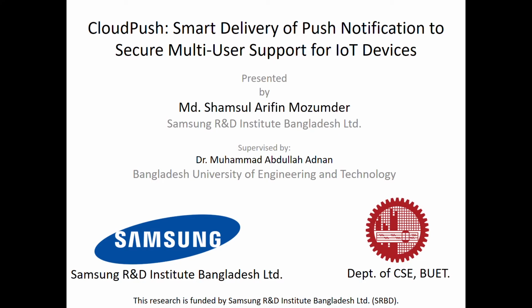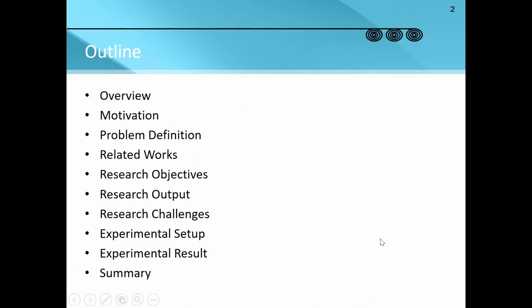This is the outline of my presentation. Initially, I will describe the overview, motivation, and problem definition. After that, I will describe related works, research objectives, research output, and research challenges. Then I will show experimental setup and results. Finally, I will explain the summary and future work.